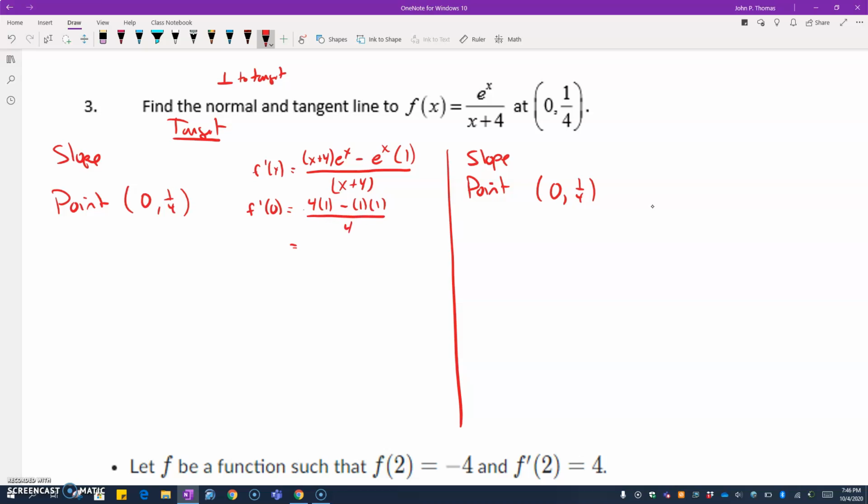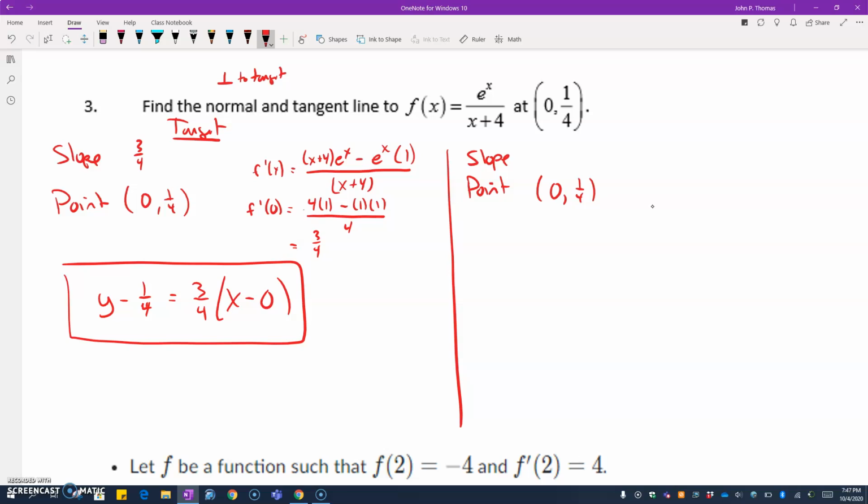All right, so that's going to be 4 minus 1, which is 3, over 4, so 3/4. So my slope of the tangent line is 3/4. So that gives me y minus 1/4 equals 3/4 times x minus 0. All right, so that is my tangent line.